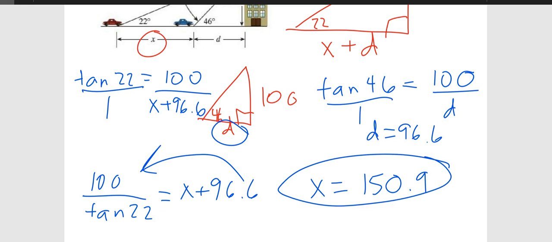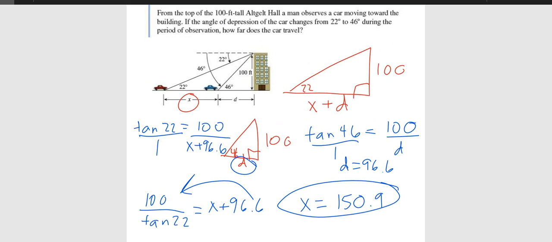Any questions about what we're doing here? Now, I will grant you that some of these questions have a more challenging picture to draw. So on the more challenging pictures to draw, I will draw them for you. Okay?